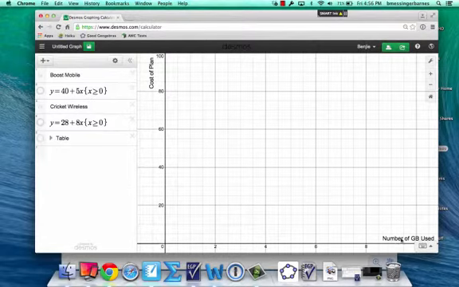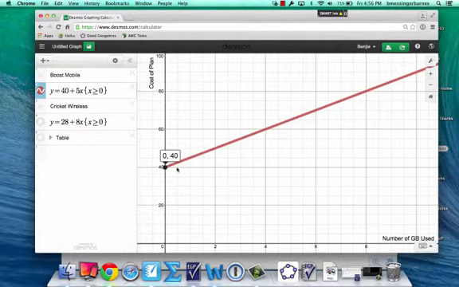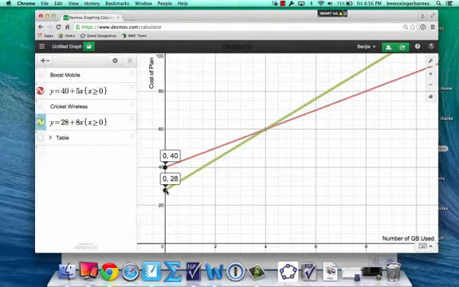So on the horizontal axis is our independent variable, the number of gigabytes we use. On the vertical axis is our dependent variable, the cost of the plan. And so here's Boost Mobile, right? The unlimited talk and text was $40, and every 1 gigabyte we used, the cost went up $5. 1 gigabyte, $5. That's the slope of this line. Now, Cricket Wireless costs less to begin with. Its unlimited talk and text was only $28, but of course the cost per gigabyte of data was more, so eventually it's going to catch up and overtake Boost Mobile.